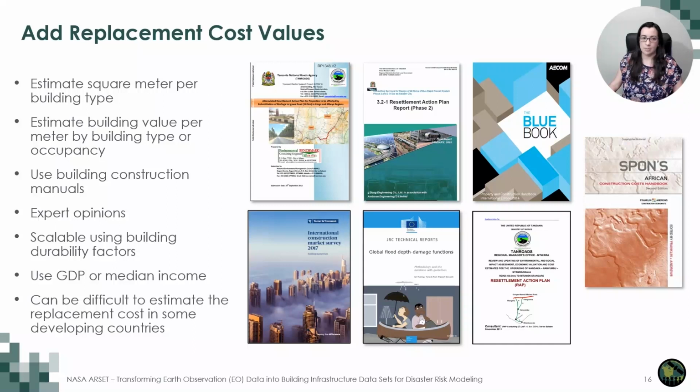For example, construction cost manuals may be an excellent source for a dense urban area with high-rise construction, but may be less useful for a rural area. In its place, you may want to review cost estimates from resettlement action plan reports because they might be better suited for scaling replacement cost values of adobe or earthen homes based on the durability factor of the building material.